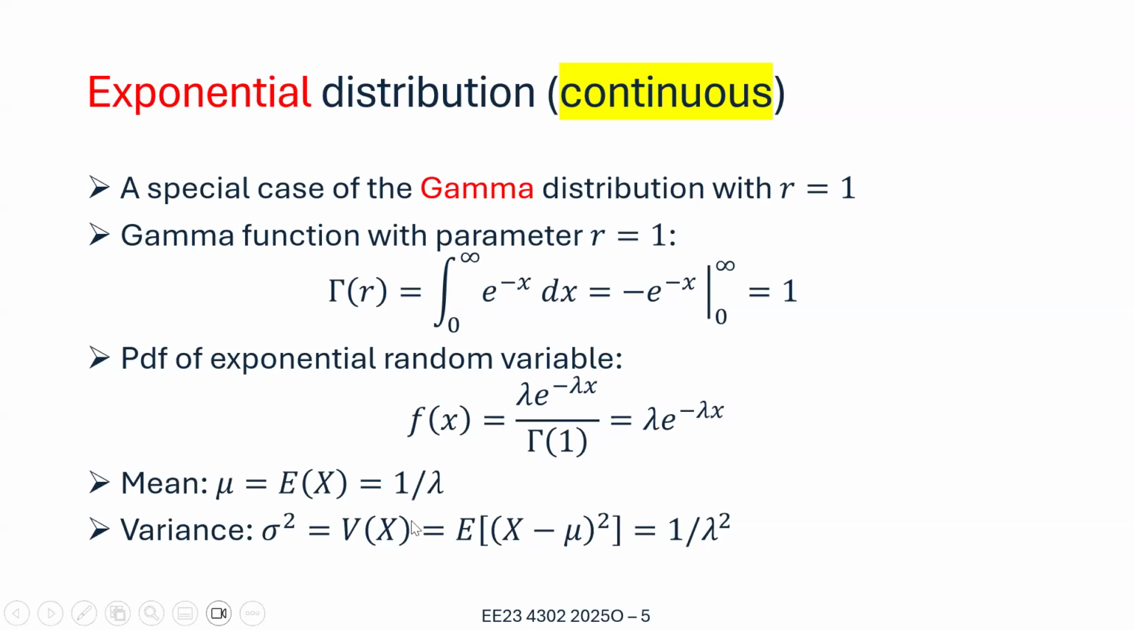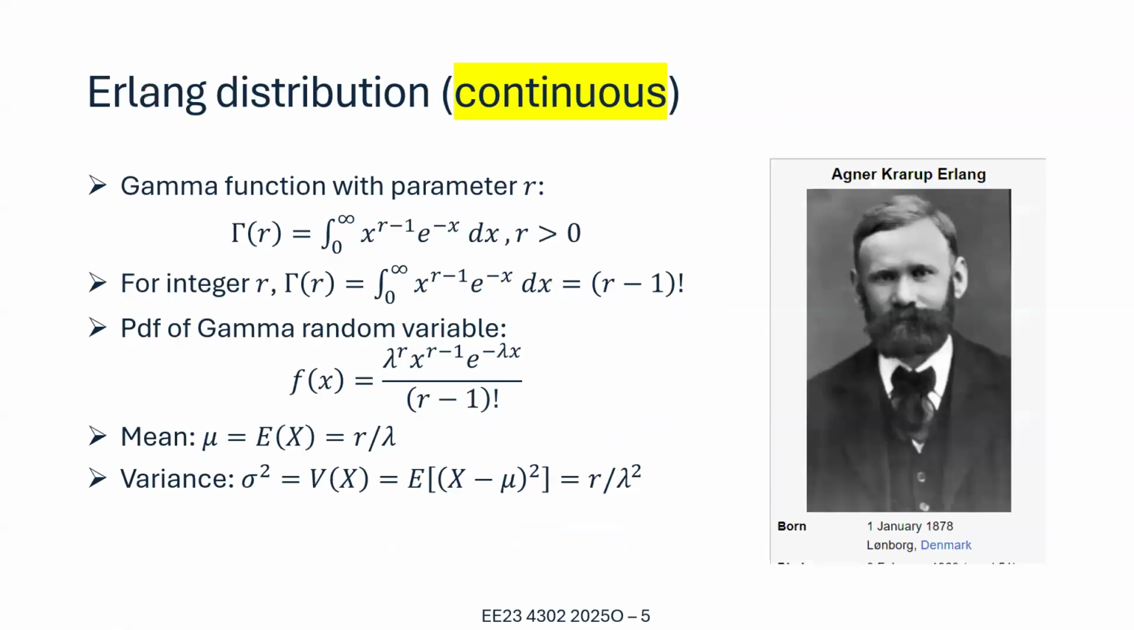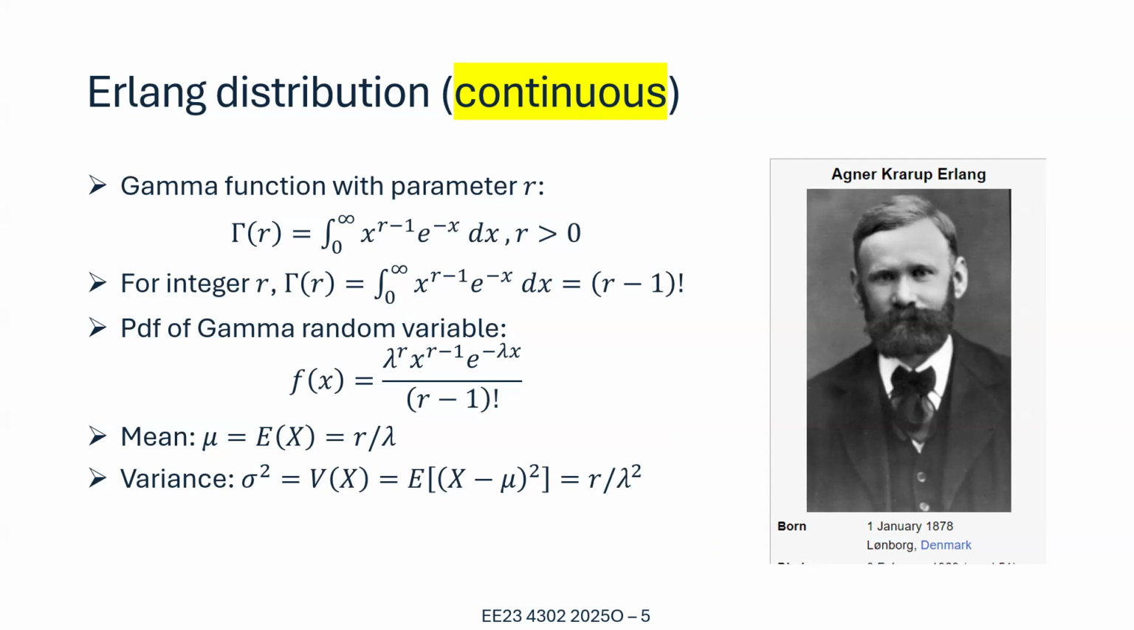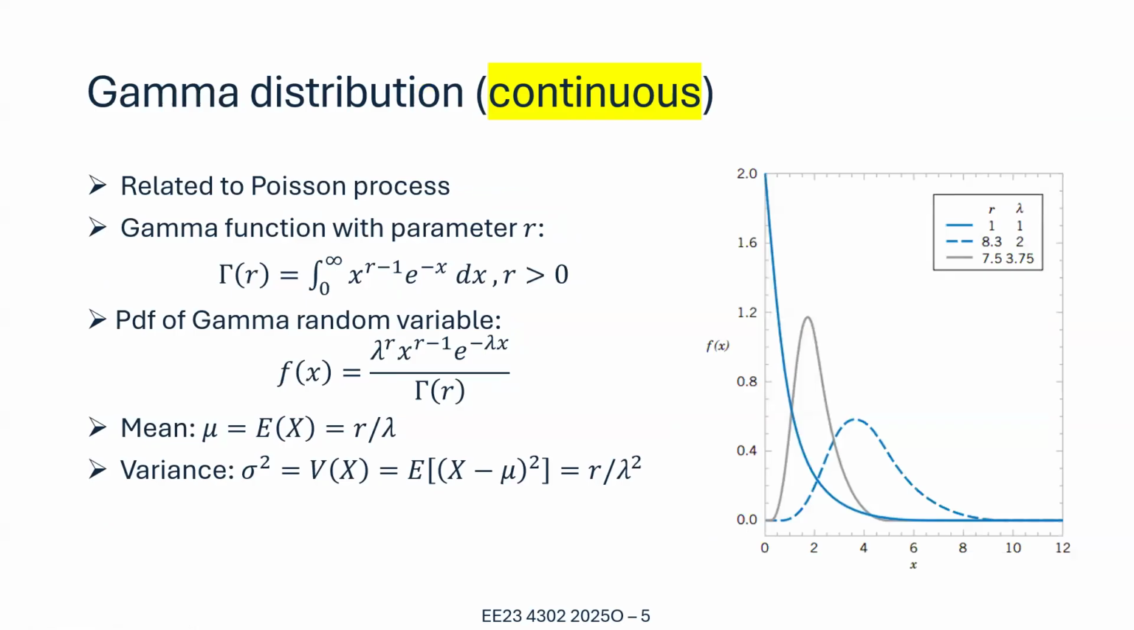And the mean is 1 over lambda, and the variance is 1 over lambda square. Because we have the probability being exponential here, that's why this is called an exponential distribution. And the other distribution we have is the Erlang distribution. This is for the case where r is an integer instead of just any number.